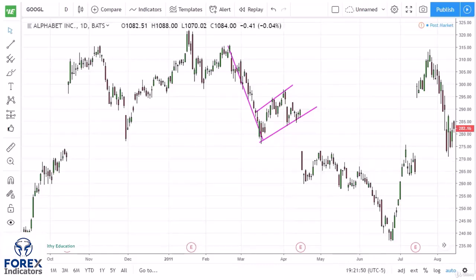And again, like wedges and triangles, these are patterns that show up on all time frames, and they're very popular. So you will find that they have an extraordinarily.